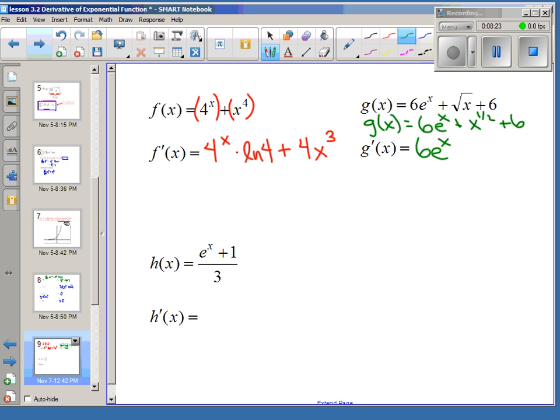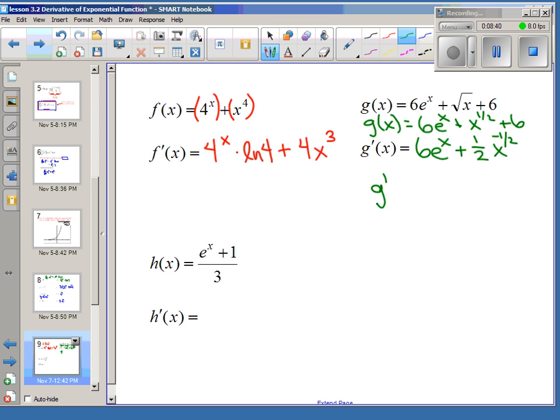Derivative of x to the 1/2, remember we're multiplying 1/2 out in front, and then subtracting 1 from our exponent to give us 1/2 x to the negative 1/2. And our last term is 6. The derivative of a constant is always 0, so we lose that term there.